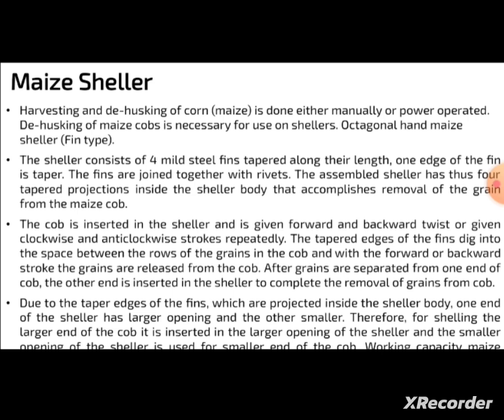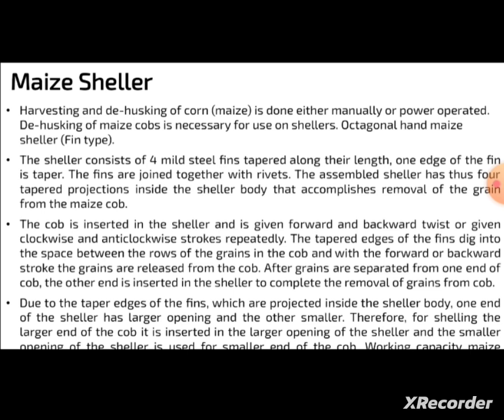In the maize sheller, harvesting and dehusking of corn is done either manually or power operated. Dehusking of maize cobs is necessary for use on shellers, and the sheller consists of mild steel fins, and one edge of the fin is tapered. The cob is inserted in the sheller and given forward and backward twists, anticlockwise or clockwise strokes repeatedly, so that the tapered edges of the fins dig into the space between the rows of the grains in the cob, and with the forward or backward stroke grains are released from the cob.